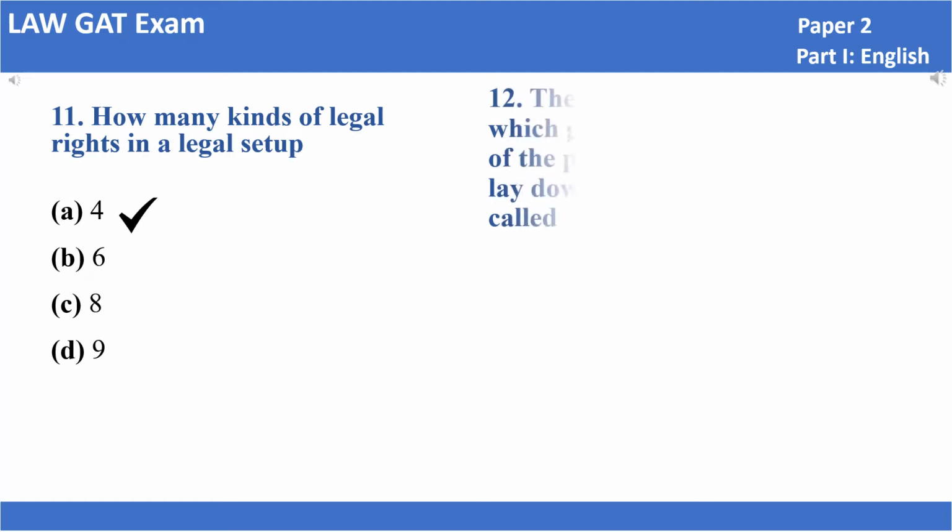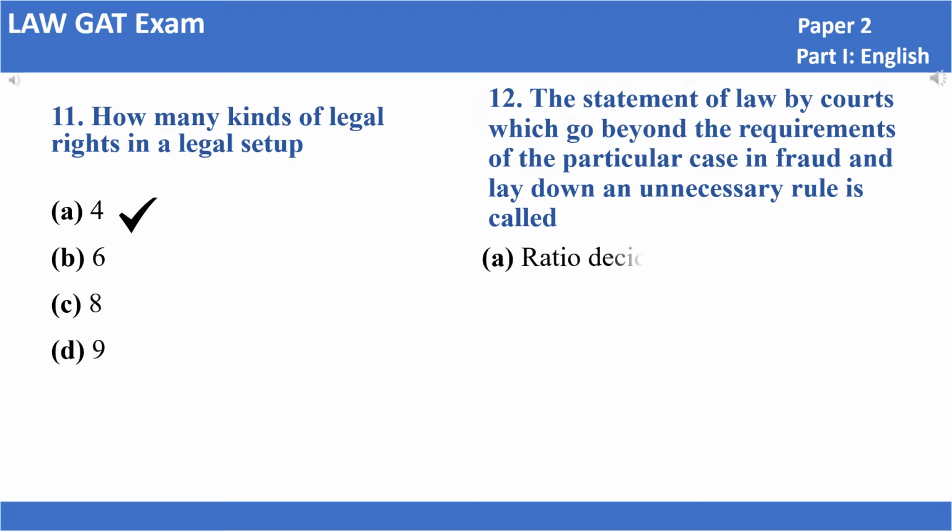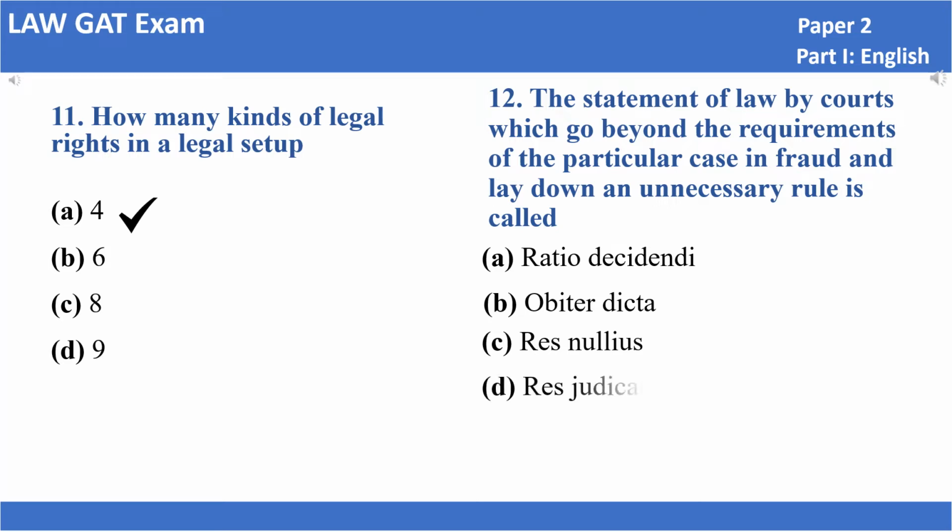The statement of law by courts which goes beyond the requirements of the particular case and lays down an unnecessary rule is called option A, ratio decidendi, option B, obiter dicta, option C, res nullius, option D, res judicata. The correct answer is option B, obiter dicta.